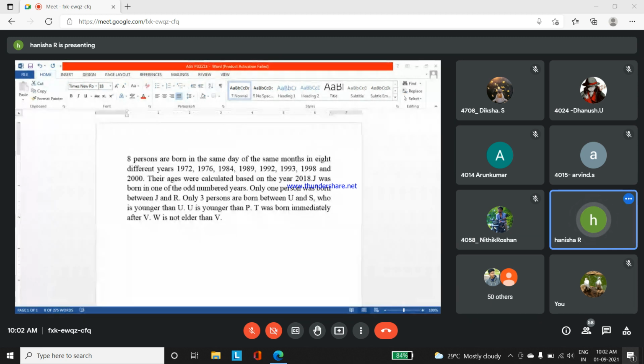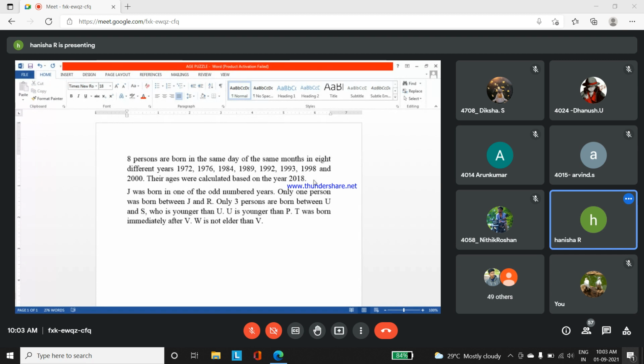Okay, so these are the clues given in the question. Now what is to be done is you need to split the question into 2, that is, the framework part and the clues part. So I'm going to split it like this. First I'll complete the framework and then I'll move into the clues. Likewise, you need to split.